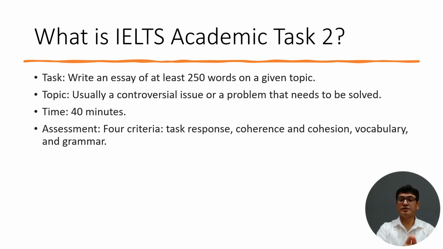So in other words, it will be a controversial issue or a problem that needs to be solved. So you are given 40 minutes for this. For IELTS writing task, total time duration is 60 minutes, which is 1 hour. But you have to divide this time between 2 tasks. Task 1, you should be spending 20 minutes. And I said earlier in one of the classes before on IELTS writing task 1 that please do not go beyond 20 minutes. If you do, you'll be giving time which otherwise you should be spending on essay writing.